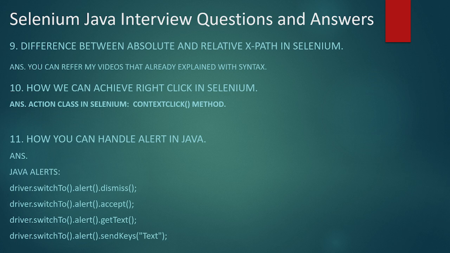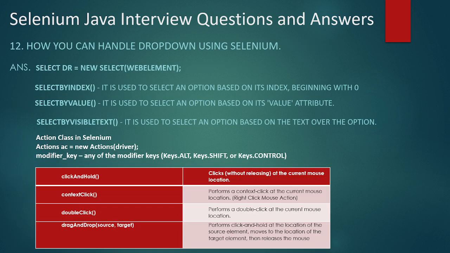Go for the next one: how you can handle the drop down. Using the Select class, guys, we have to define our web element there. Then three methods are there generally: selectByIndex, selectByValue, and selectByVisibleText.